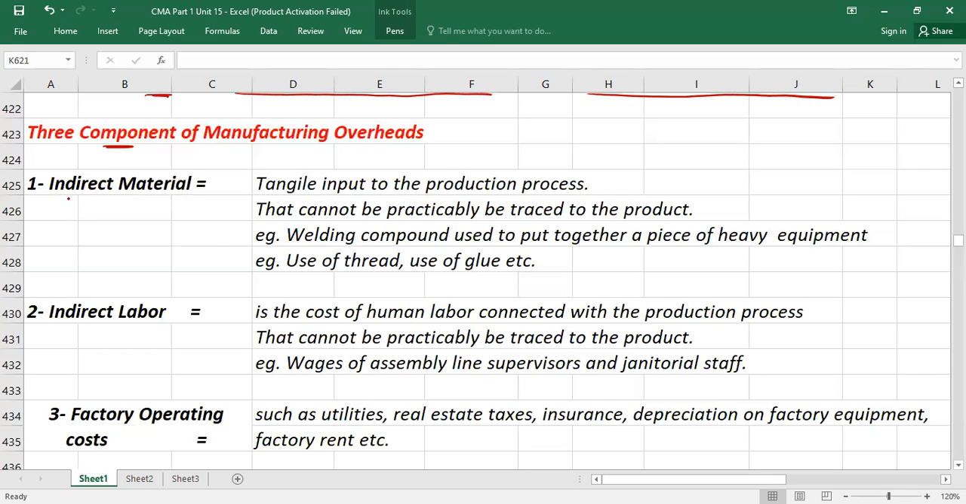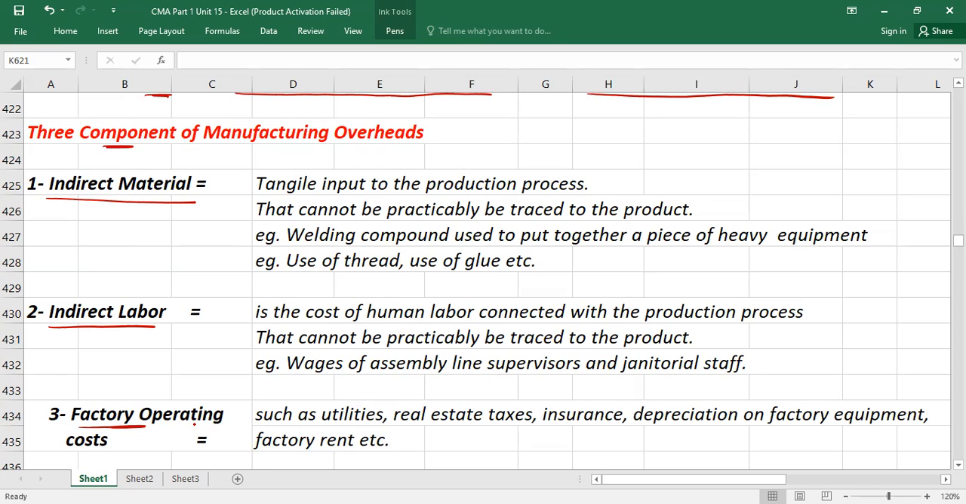One component is called indirect material. This is not direct material. The second component of overhead is called indirect labor. They will not ask you to define indirect labor or indirect material here, but you should know these things are part of overhead. Then the third part of overhead is called factory operating cost.